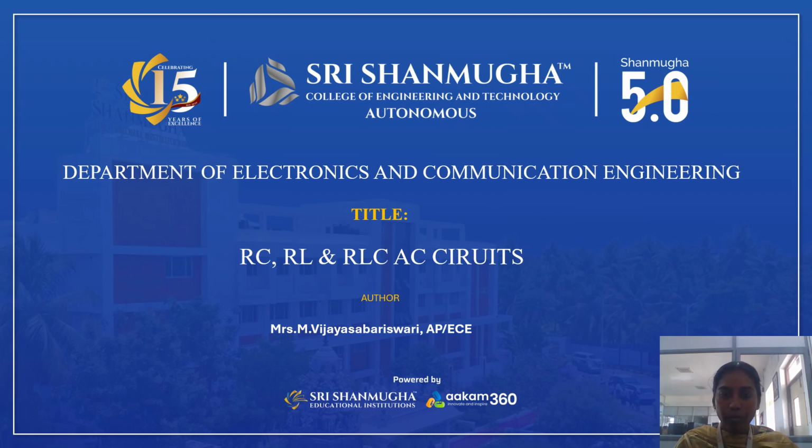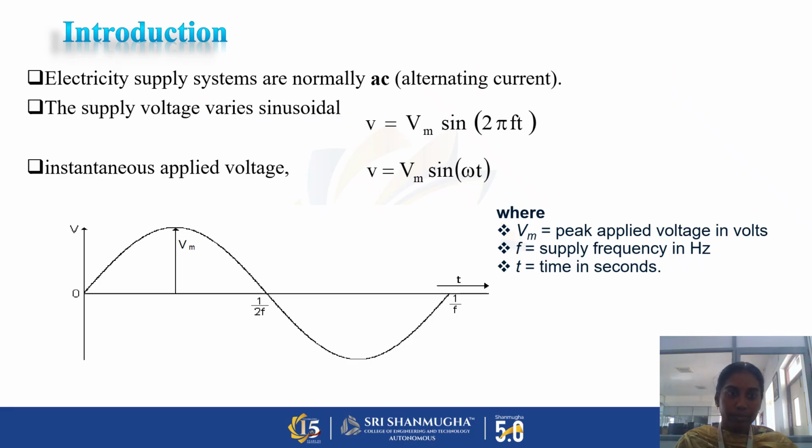In this video, we are going to know about RC, RL and RLC AC circuits. So we all know what AC is. AC is nothing but alternating current, where the electrical parameters, voltage and current, both vary with respect to time. This is indicated by this waveform.